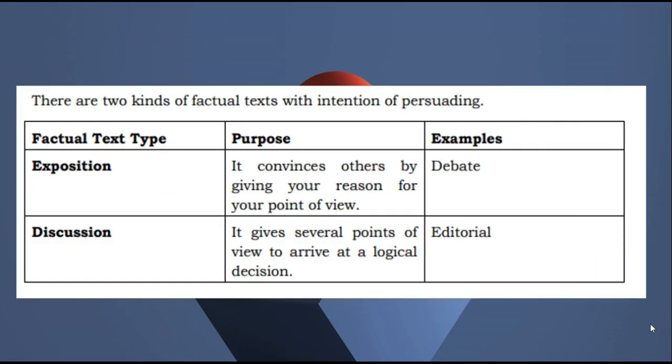There are two kinds of factual texts with intention of persuading: the exposition and discussion. A debate is an example of exposition. It convinces others by giving your reason for your point of view. On the other hand, an editorial is an example of discussion. It gives several points of view to arrive at a logical decision.